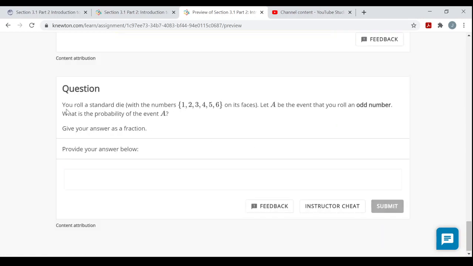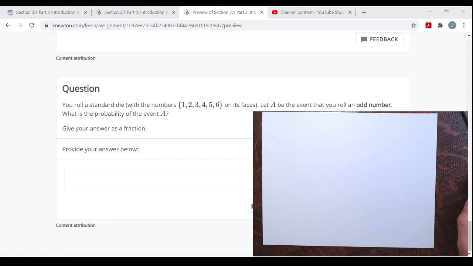All right, so here, you roll a standard die, with 1 through 6 on it. Let A be the event that you roll an odd number. What is the probability of event A? All right, so I'm going to pull up some paper here, just in the corner of the page. Not too big. Hopefully you can see this.